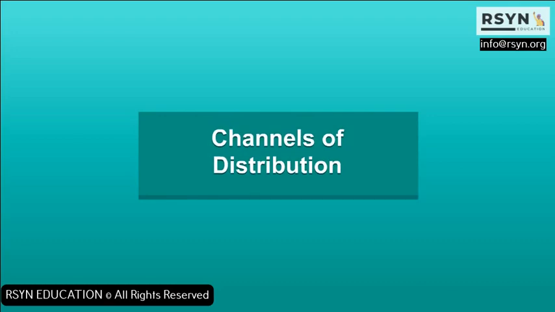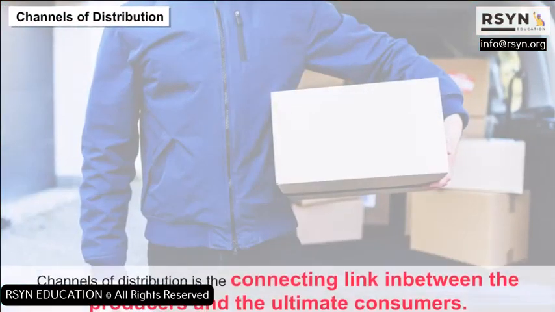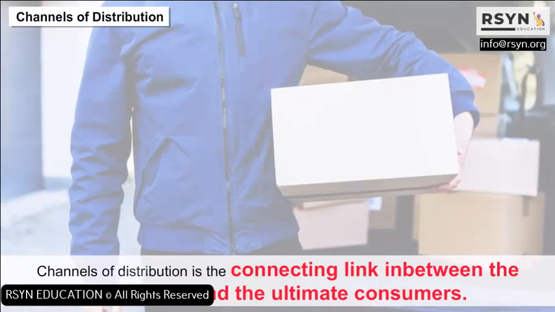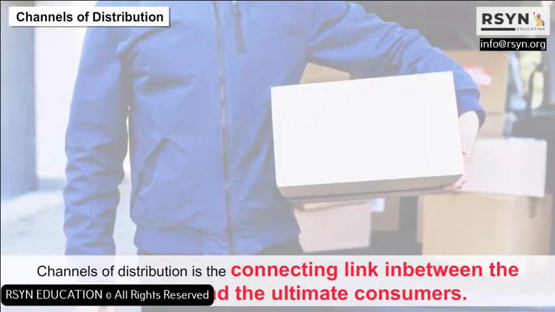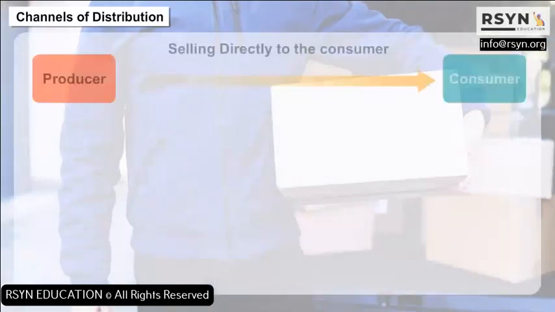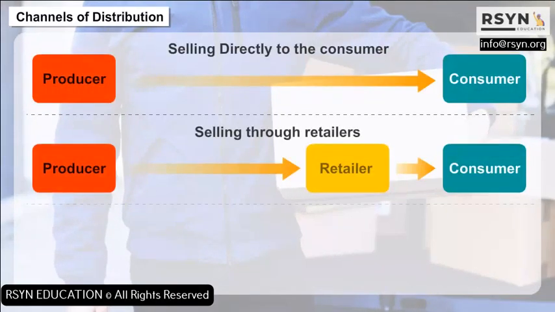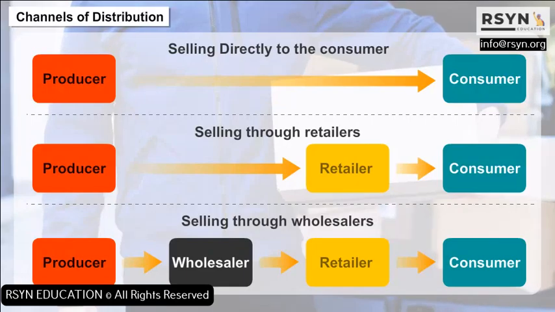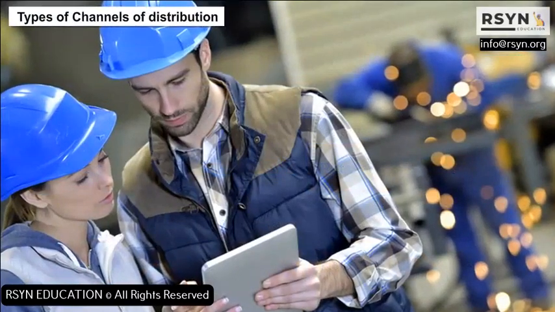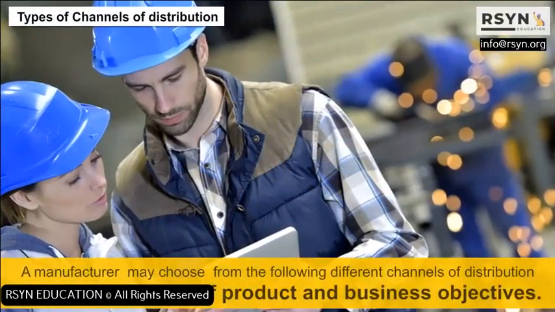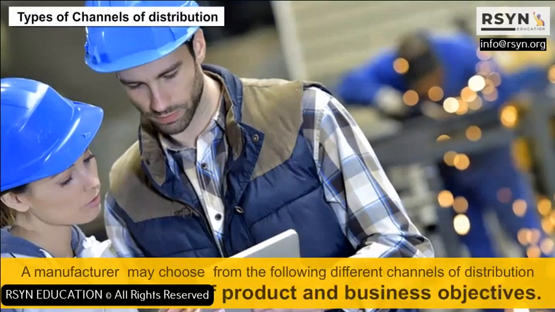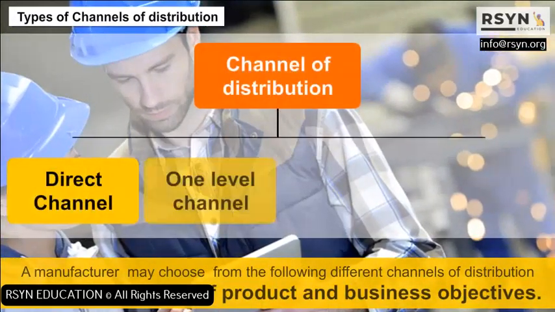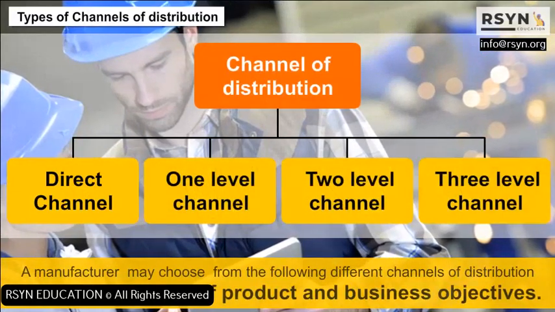Channels of distribution. Channels of distribution is the connecting link between the producers and the ultimate consumers. Depending on the nature of goods and the geographical area, the length of the channels will differ. Types of channels of distribution. A manufacturer may choose from the following different channels of distribution depending on the nature of product and business objectives.